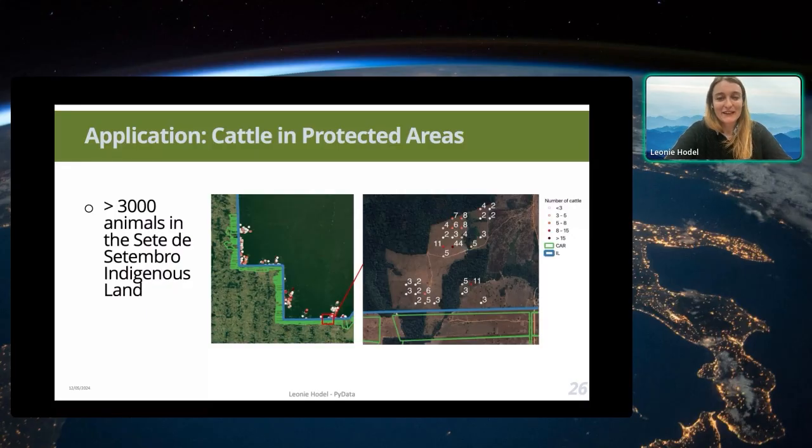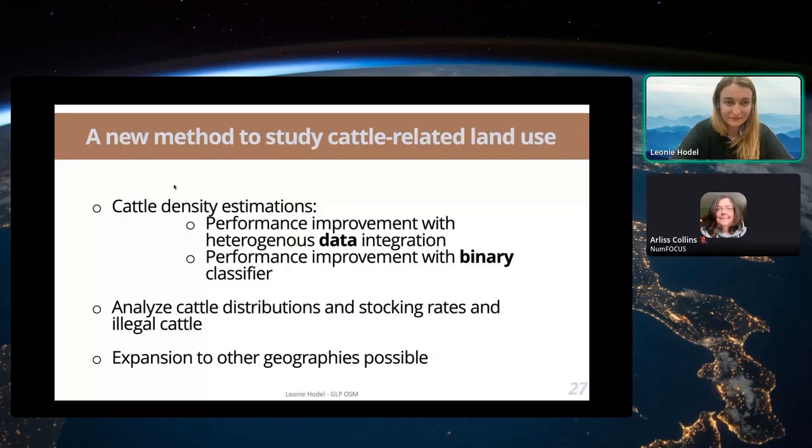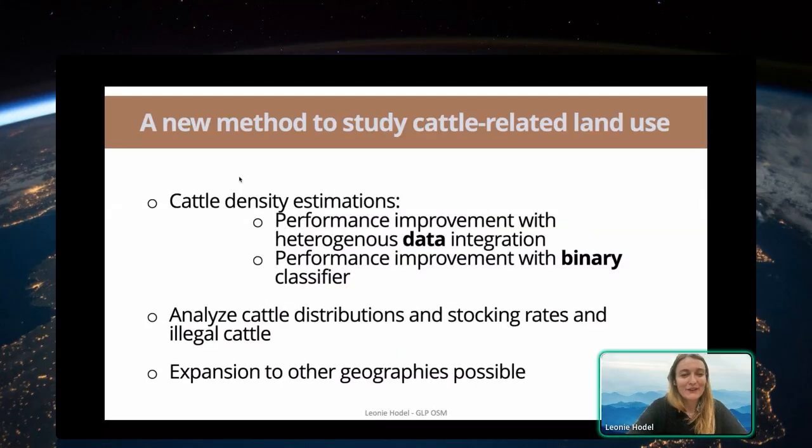So this is all applications of this method. We've seen that the cattle density estimations are a new method that we can use to study cattle-related land use and other things, and performance was going up after we trained with this new heterogeneous data, and also the binary classifier as a pre-processing step seems to work pretty well.